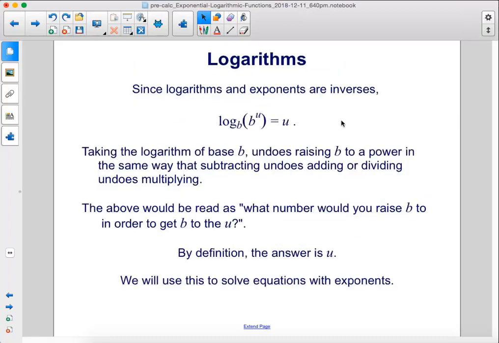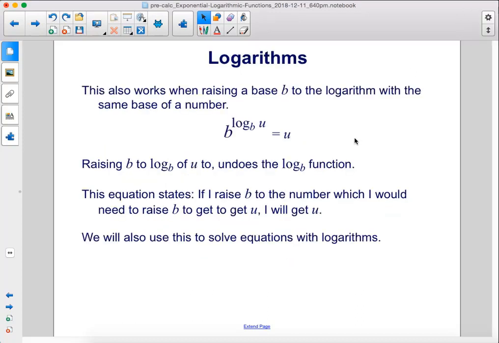Since logarithms and exponents are inverses, log base b of b to the u power equals u. Taking the logarithm of base b undoes raising b to a power in the same way that subtracting undoes adding or dividing undoes multiplying. The above would be read as, what number would you raise b to in order to get b to the u? By definition, the answer is u. We will use this to solve equations with exponents.